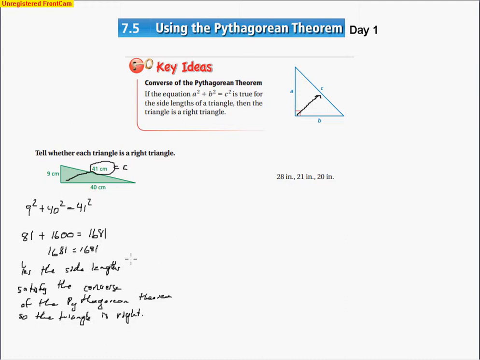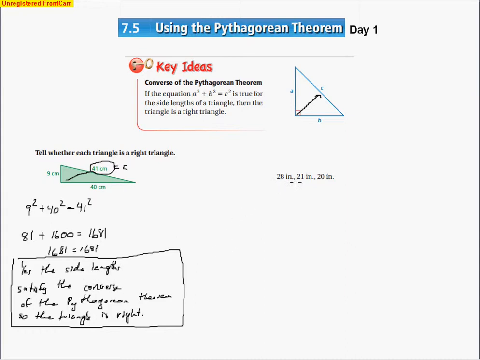And that's going to be our phrase that we'll end up using when we're trying to determine whether it's a right triangle or not. And if it was not, then we would say no. The side lengths do not satisfy the converse of the Pythagorean theorem, so it's not right.